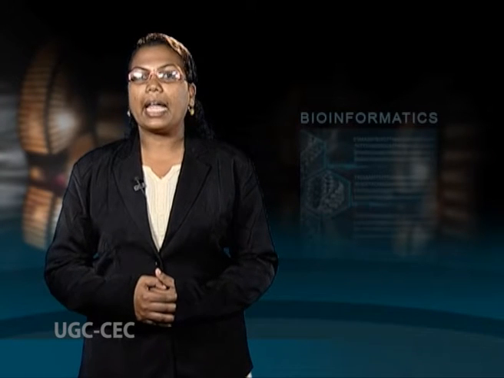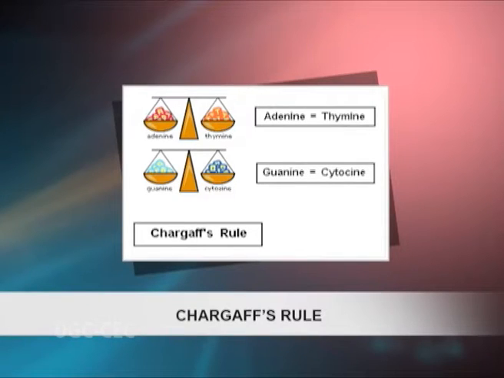Chargaff's further discovery was that the proportion of A in any DNA molecule, that is adenine, was always equal to the proportion of T, that is thymine, and likewise the amount of G, that is guanine, and C, cytosine, always corresponded, a rule that became known as Chargaff's ratios.